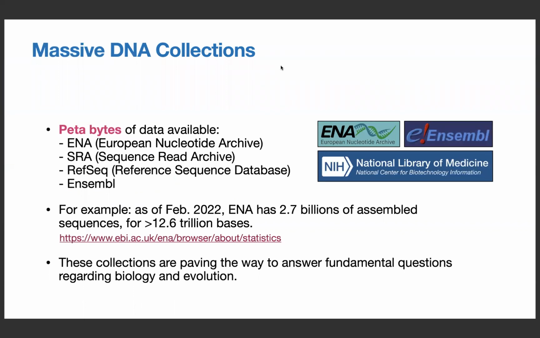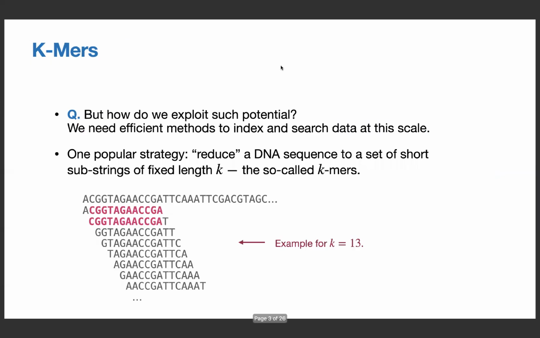We know very well that public repositories such as ENA, SRA, RefSeq, Ensembl, and so on contain billions of assembled sequences. These collections are, of course, very important since they are paving the way to answer fundamental questions regarding biology and evolution. But before being able to look at the data at this scale, we need efficient methods to index and search such collections.